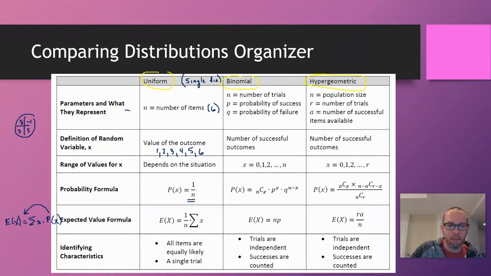And when you're doing problems, the big clue for when it's a uniform distribution is if all the items are equally likely. And with this, we usually just do one trial. Like you roll a die, you spin a spinner, something like that.